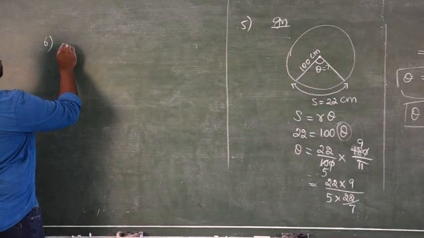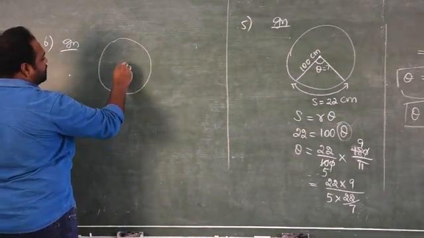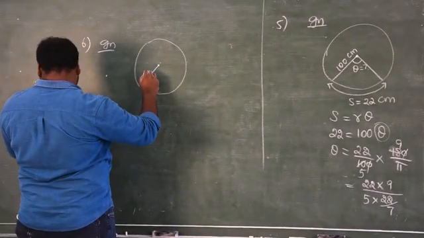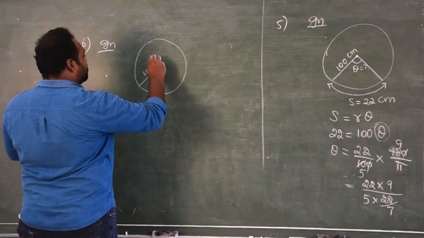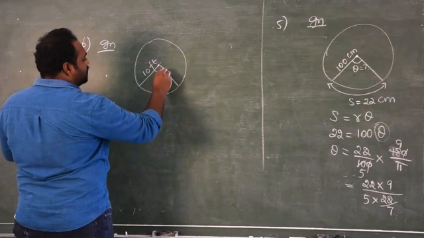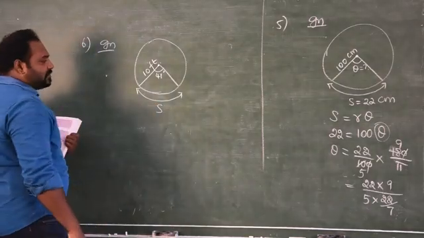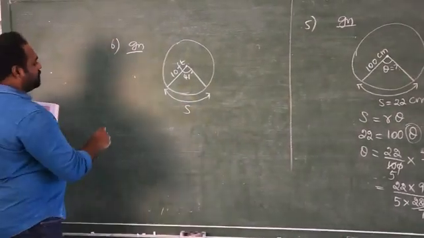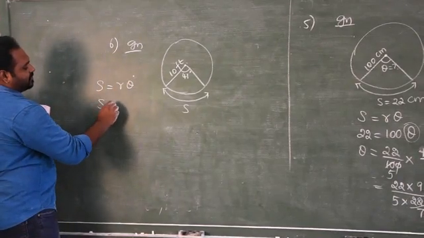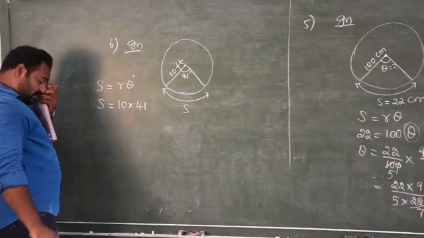So here, given the information, as usual I am going to construct a circle. The radius is given as 10 feet. This angle is given, that is 41 degrees. The minor arc S they are asking to find out. We know the formula S equals R into theta. S we have to find out. R value is 10 into theta value 41 degrees.